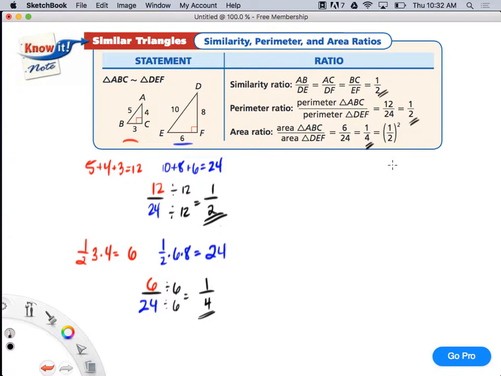Well, how do I get that? Well, I square it. I take my similarity ratio and I square it. Okay, why do I square it? Well, because you're multiplying the similarity ratio by itself. You see, when you're doing area, you're not just adding, you're multiplying. And when you're multiplying, you get like a square.